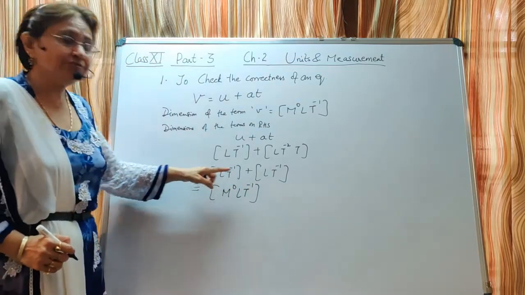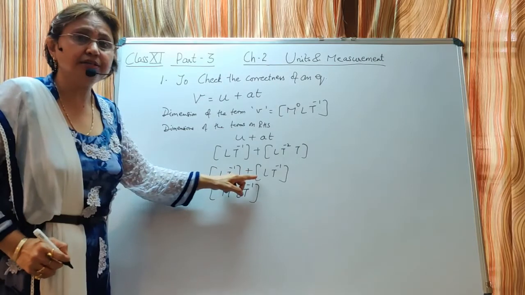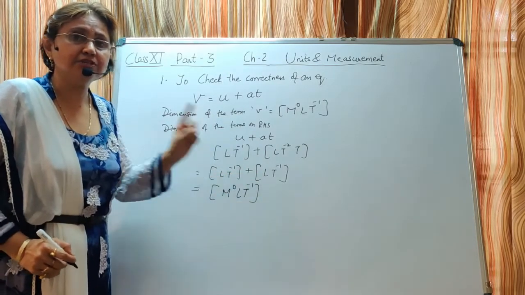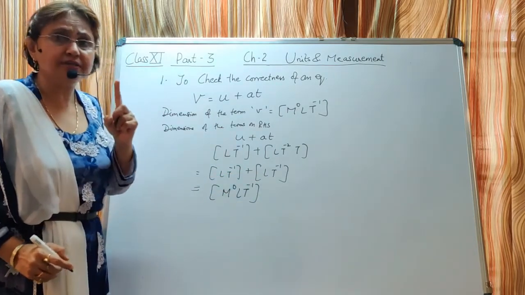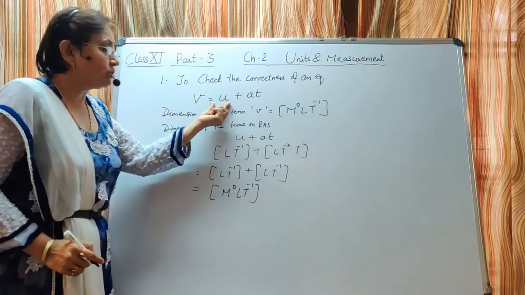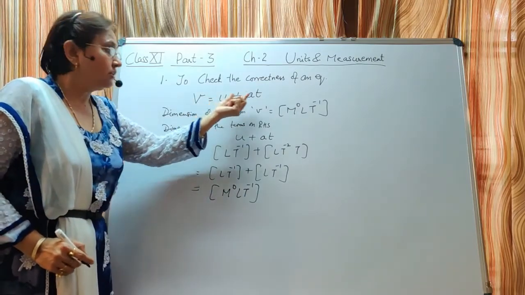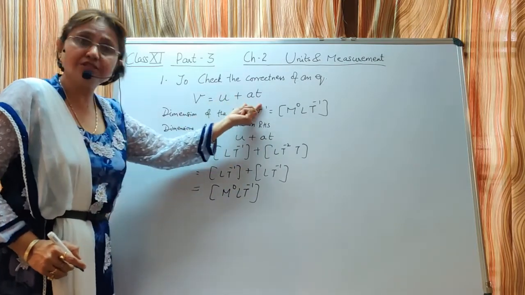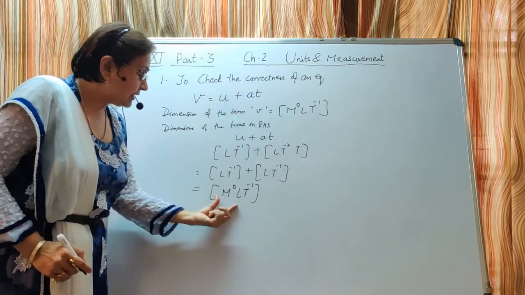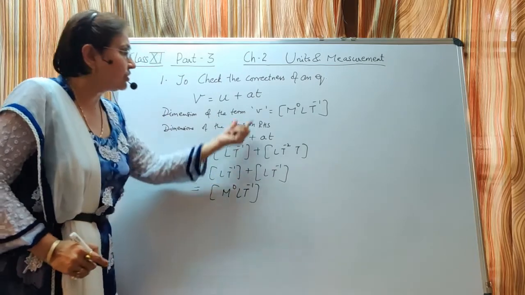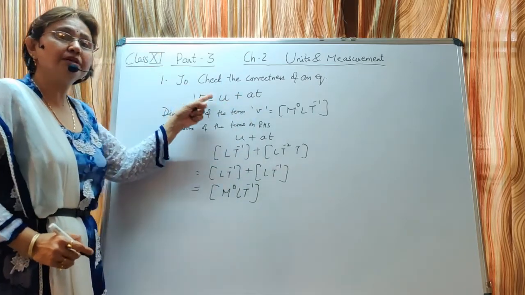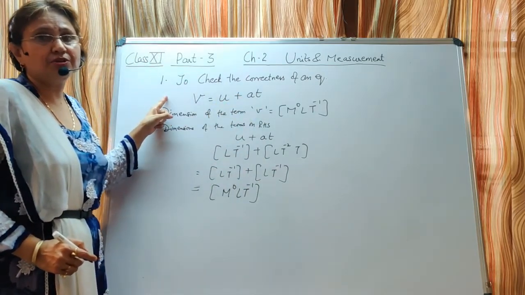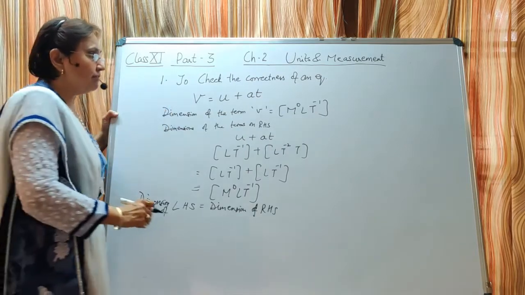We will not write LT raised to the power minus 1 plus LT raised to the power minus 1 as 2LT raised to the power minus 1, because this may be 30 units, this may be 40 units, or this may be 20 units, this may be 30 units. So the dimension of each term on the right hand side should be the same as the dimension of the left hand side. Let's take one more example.